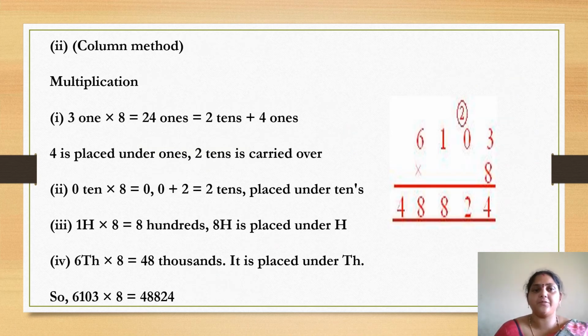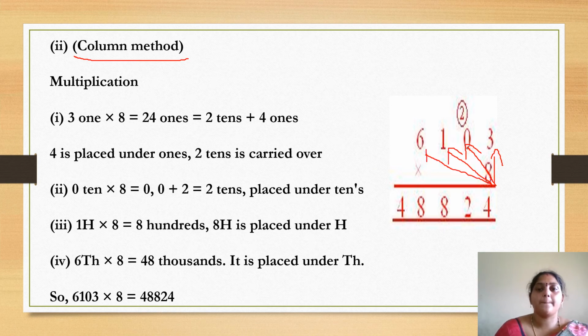Now, the column method, for the same number we are going to see. For the column method, what you have to do, you have to multiply the number first with the units place, then with the tens place, then with the hundreds place, and last with your thousands place. So when you are multiplying a number with the ones place, you are getting 24.